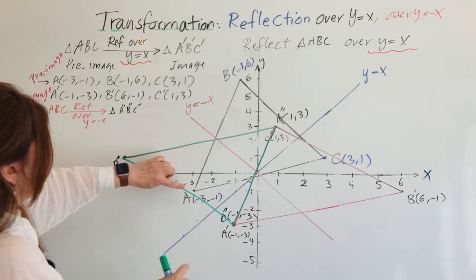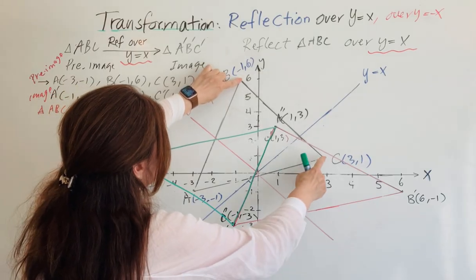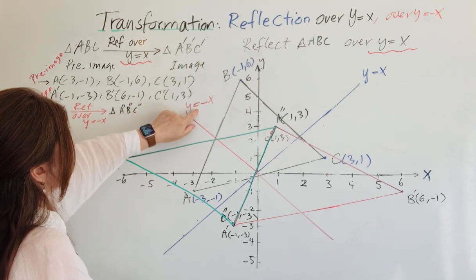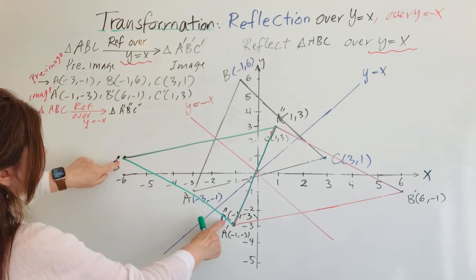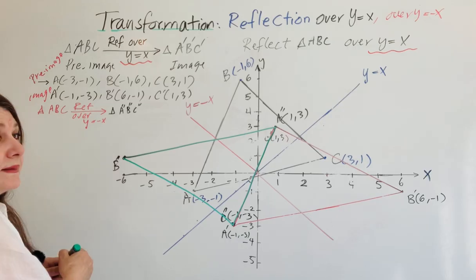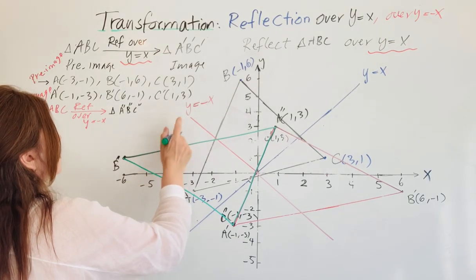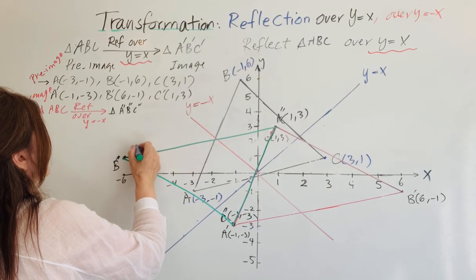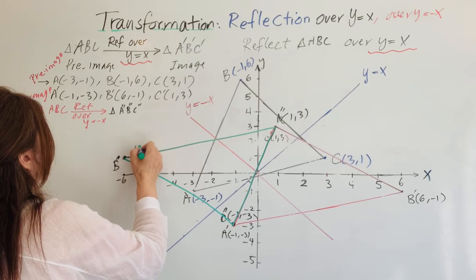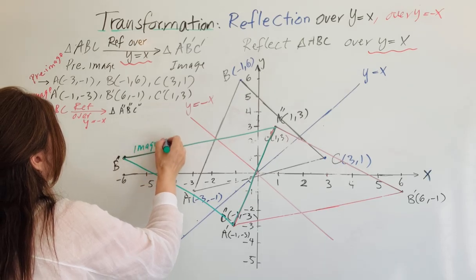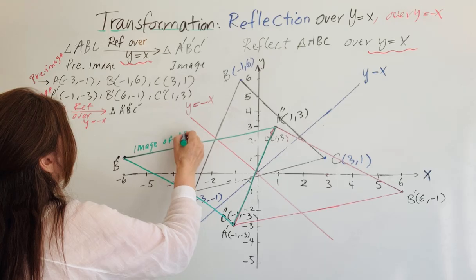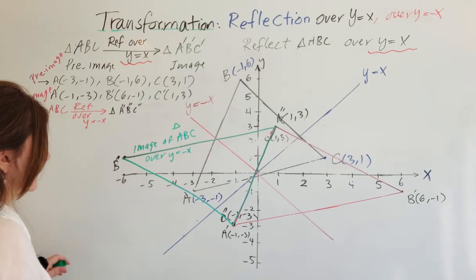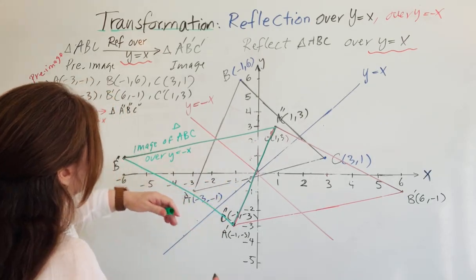If triangle ABC is here, we reflected it over y equals negative x to this triangle, right? This is the pre-image, and this one is the image of ABC over y equals negative x, right?